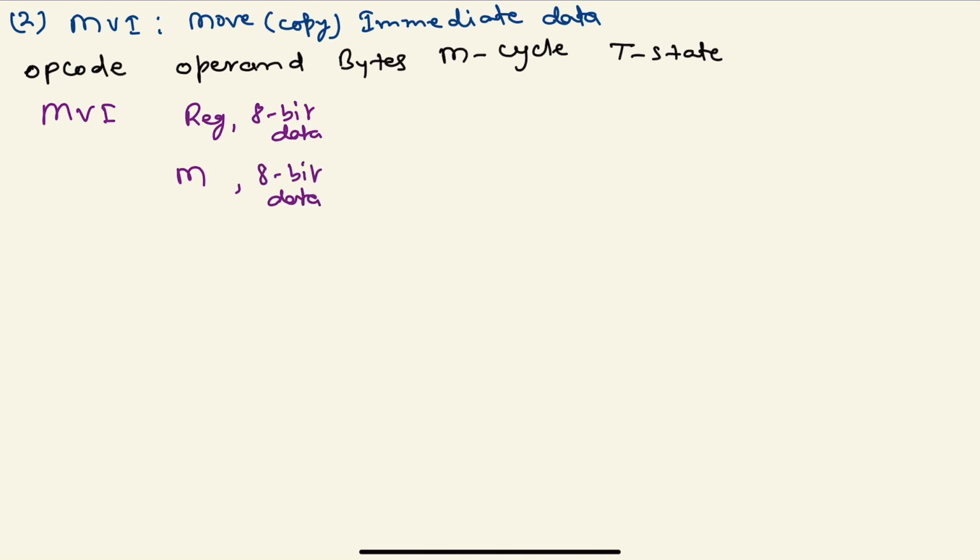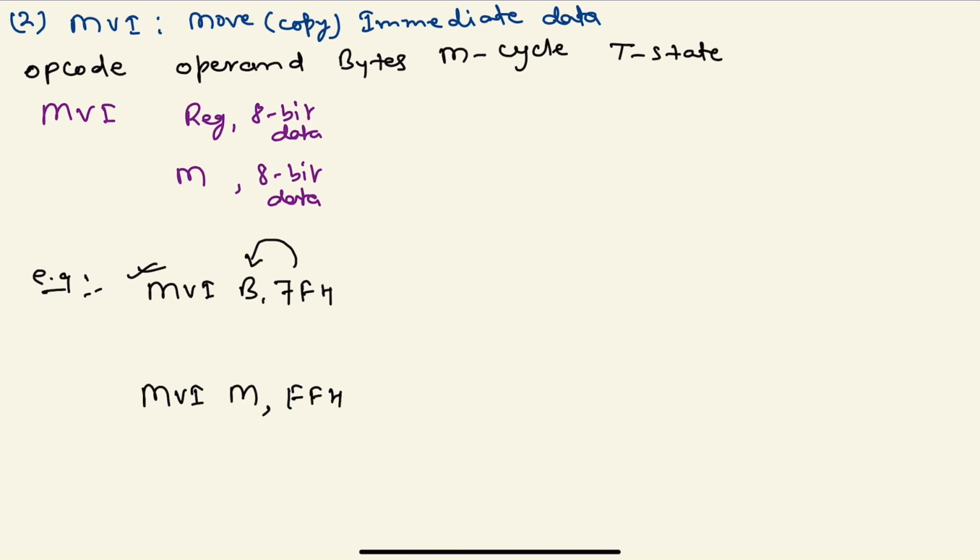How can we understand this? We can understand this with an example. For example, MVI B comma 7FH, and the second variant is MVI M, meaning the memory location pointed to by the HL register pair, comma 8 bit of immediate data, say FFH. The function of the first instruction is that it will copy 7FH as immediate data into the processor's B register, and in that way it completes the execution of this instruction.